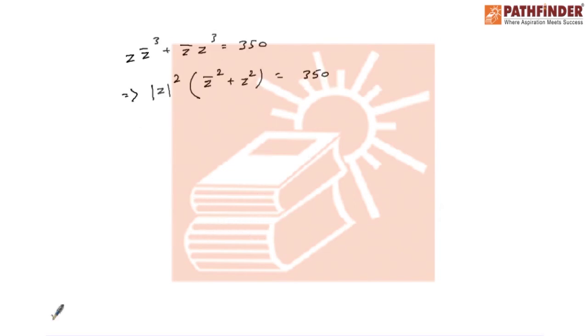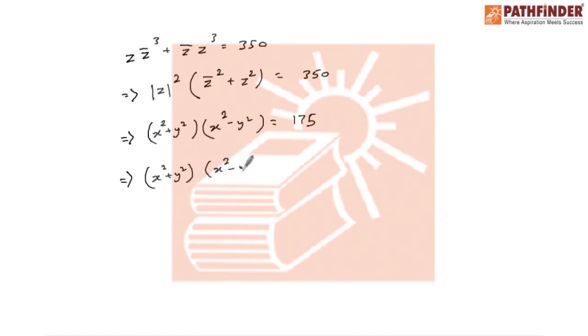Now mod z square is square root over x square plus y square whole square, so that would be x square plus y square. And z bar square plus z square, on simplification, can be written as (x minus iy) whole square plus (x plus iy) whole square, which becomes x square minus y square times 2, and we divide with the 2 to make it 175 here, which implies that (x squared plus y square) into (x square minus y square) is equal to 25 into 7, or it can also be written as 35 into 5.